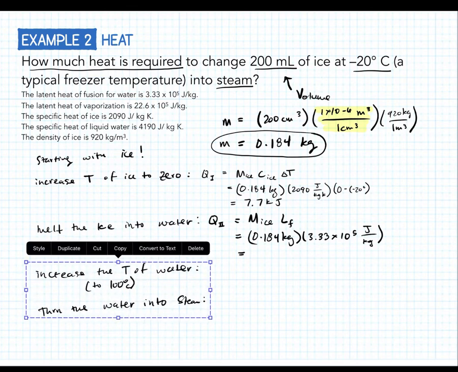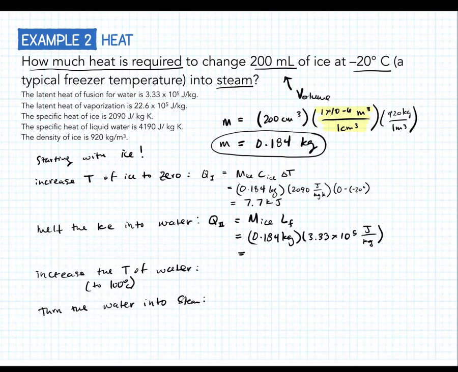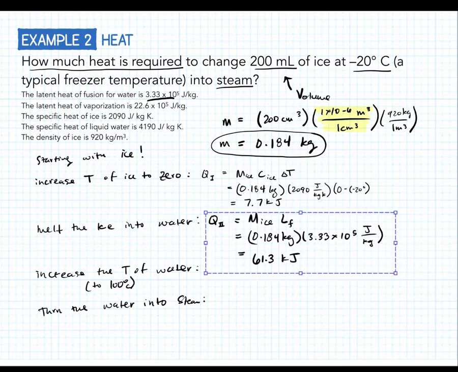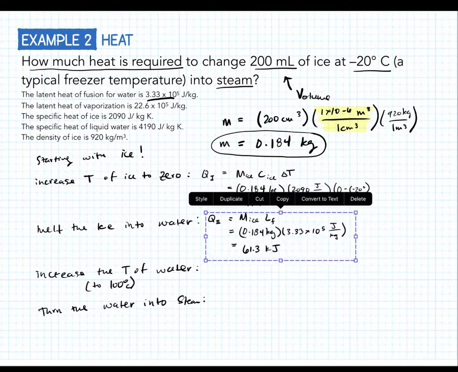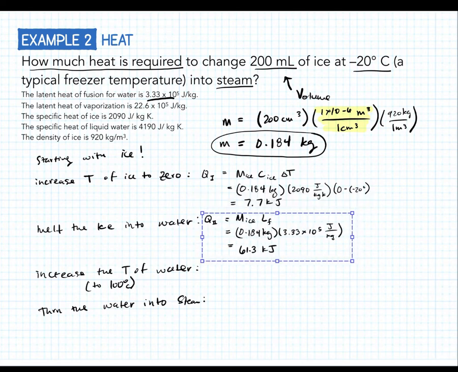So, then we use the latent heat of fusion. That's going to be 3.33 times 10 to the 5th joules per kilogram. Okay, which means the second heat, the heat we need to melt the ice, that's going to be 61.3 kilojoules. All right, so heat ice, melt ice.